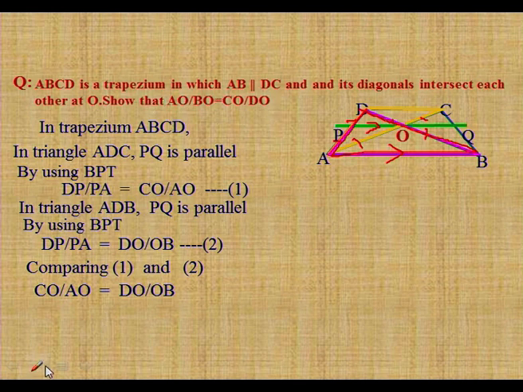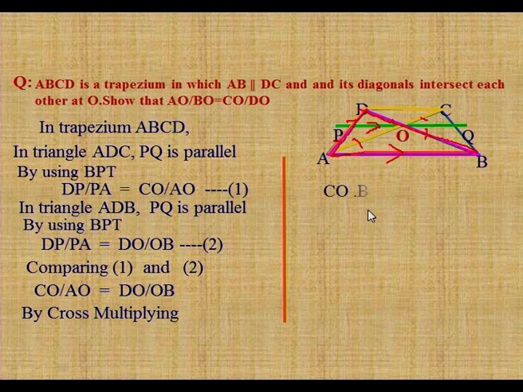By cross multiplying and taking the rest of the problem solution to this place: cross multiplying, what happens here, CO is numerator and OB is denominator, they get multiplied, CO into BO is equal to, this is denominator, this is numerator, OA into DO, and rearrange the terms into our required form.